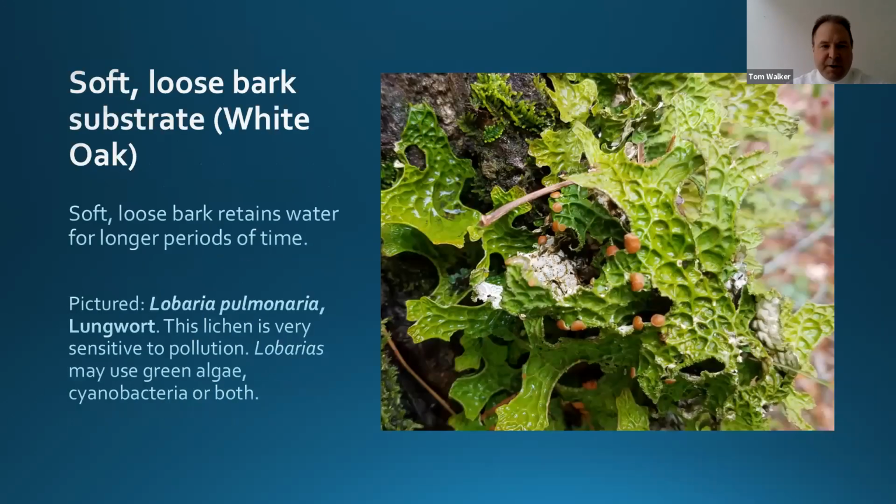So there's soft, loose bark. The tree known as white oak has this soft, loose bark, and it retains water for longer periods of time, and it allows for more rare species to appear, like species that require more moisture. This is a Lobaria pulmonaria, and this is a lichen sensitive to pollution. This one may use green algae, cyanobacteria, or both. And the little brown guys on the margins there, those are fruiting bodies that produce spores.